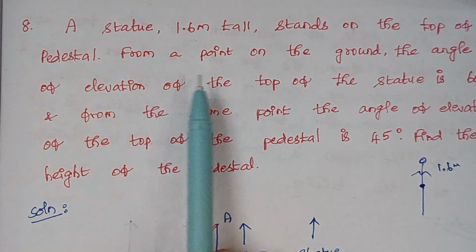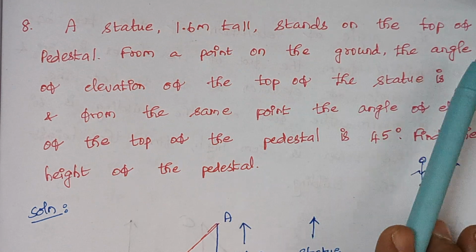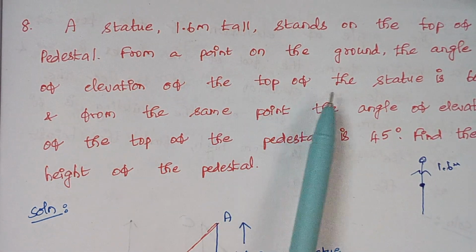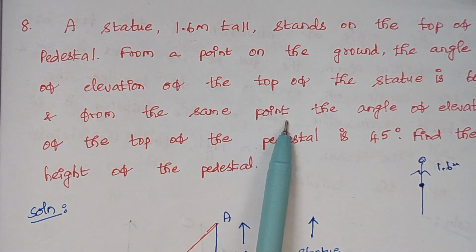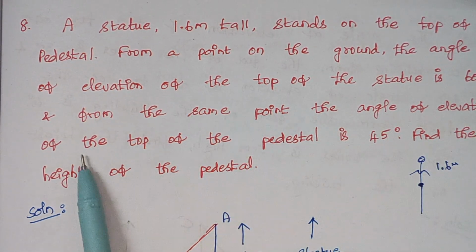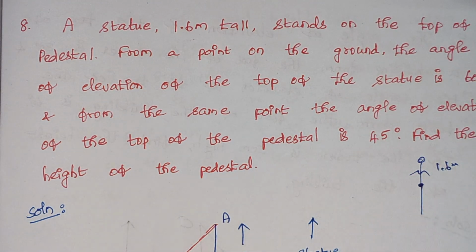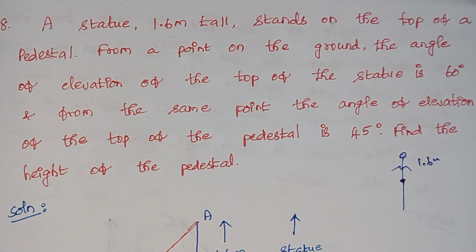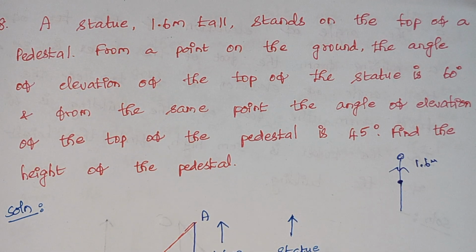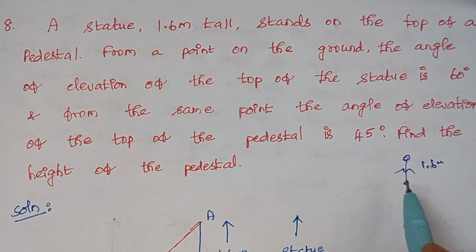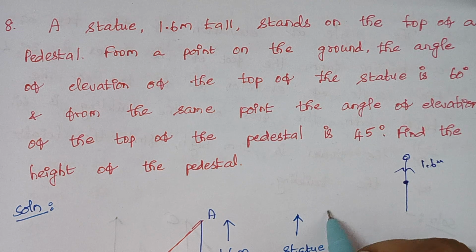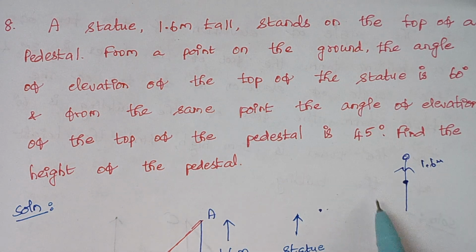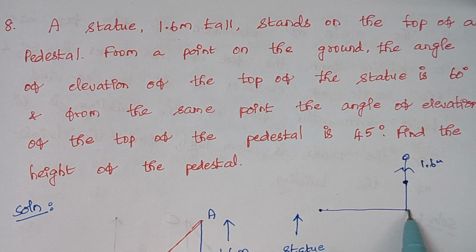From a point on the ground, the angle of elevation of the top of the statue is 60 degrees. And from the same point, the angle of elevation of the top of the pedestal is 45 degrees. Find the height of the pedestal. Again, the problem is very simple. Don't be afraid. So here the thing is, you see, there is a point on the ground. So let this be the point on the ground here.